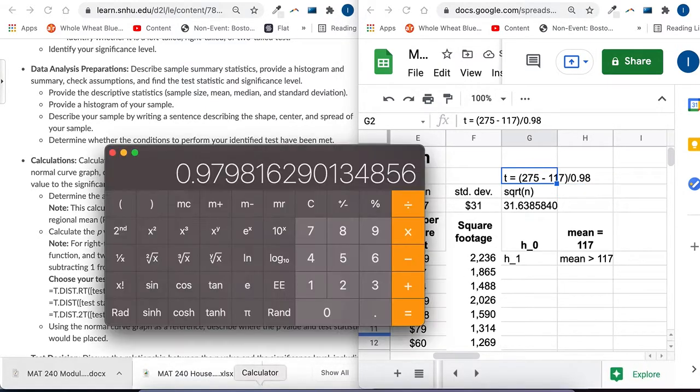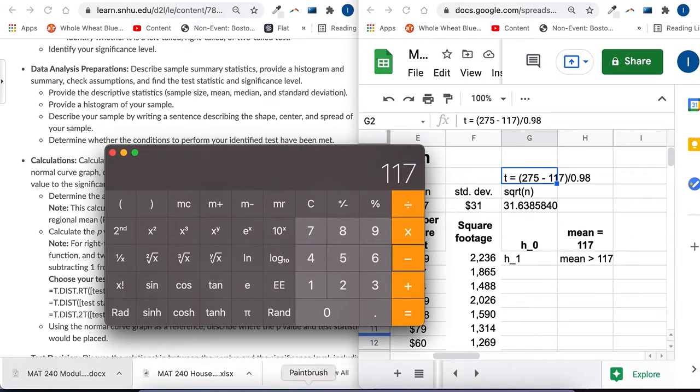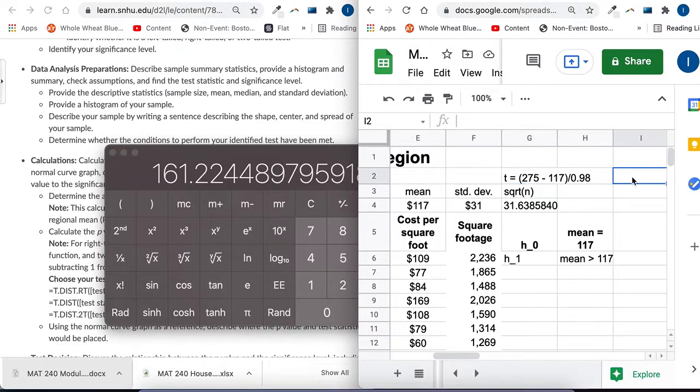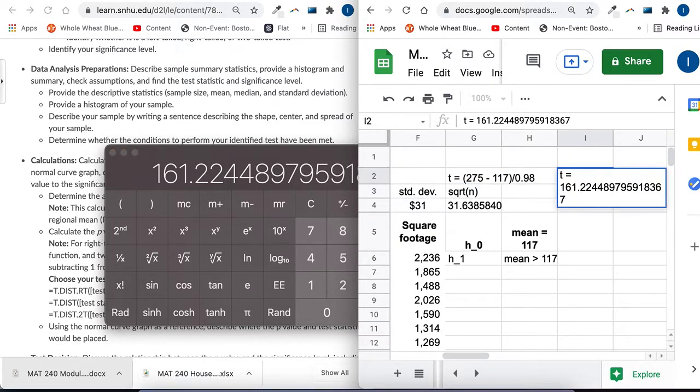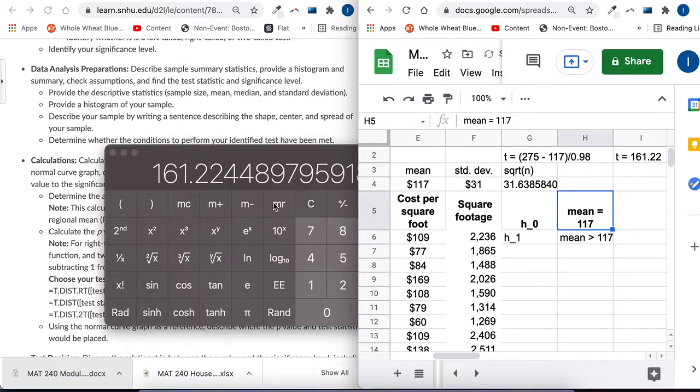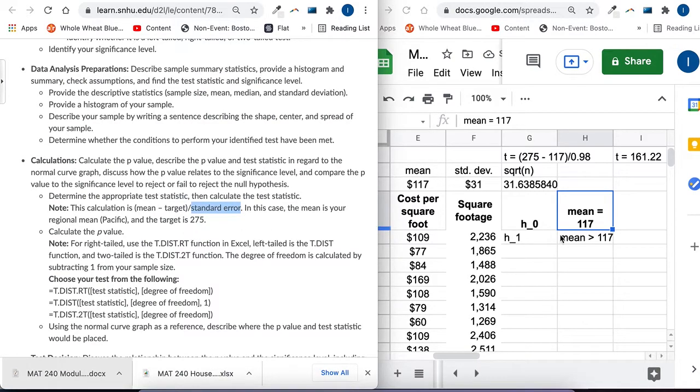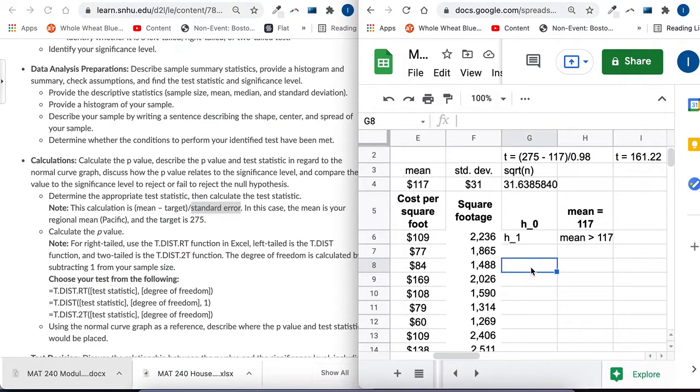We need to take 275, subtracted by 117, divided by 0.98. Mine is huge. That is a huge t-value, okay? You won't get a t-value that big because you're doing the Pacific region. The mean will be closer. So you need the t-value because now you can calculate the p-value, and that's using the formulas that they give us down here. So I'm just making a note for myself.